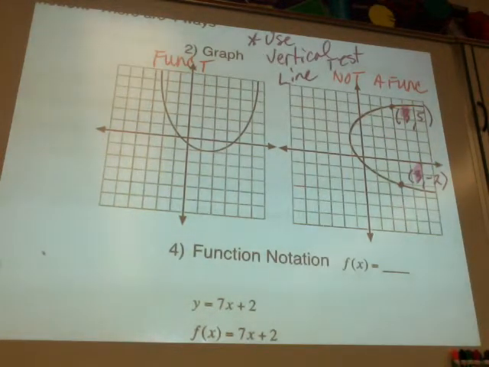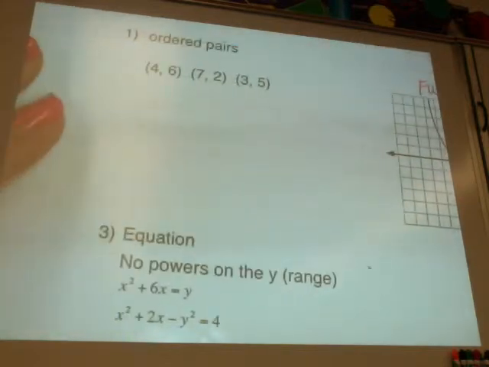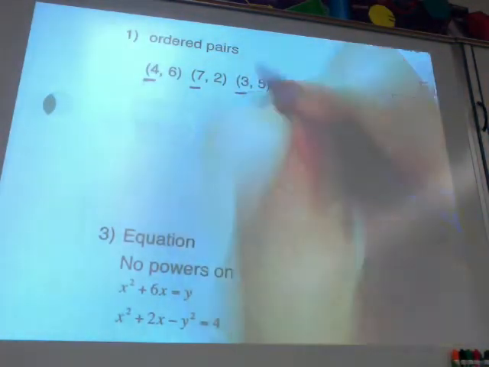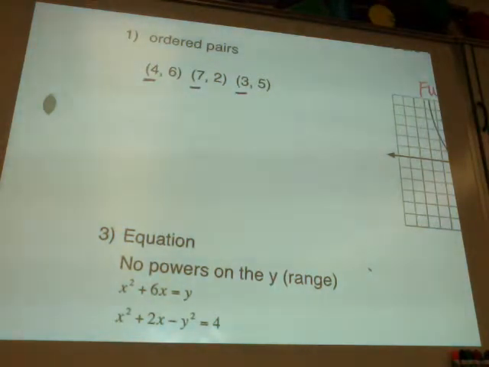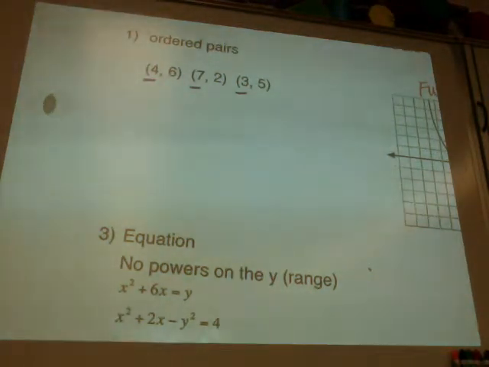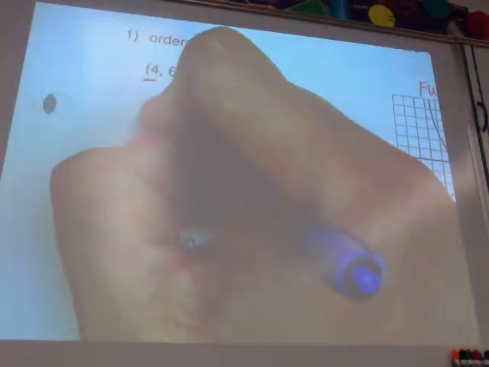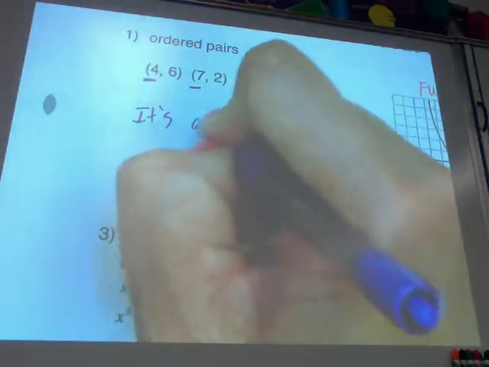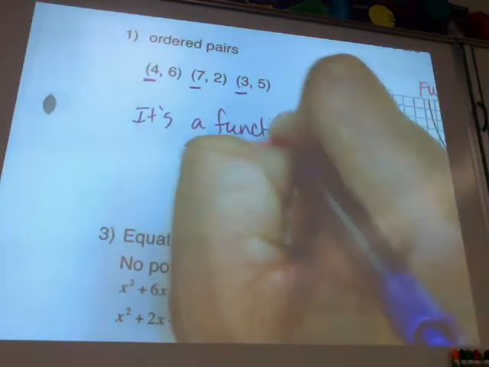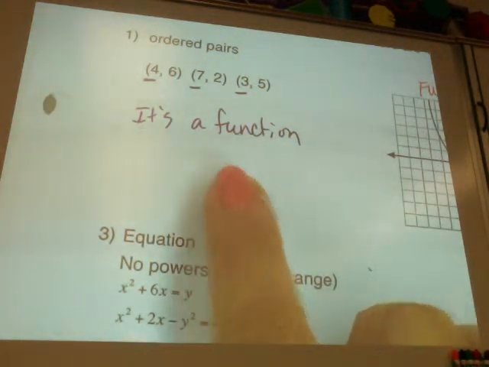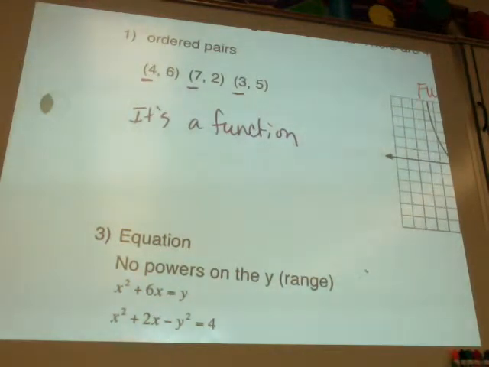So since their x value is in common, when you look at question number 1, let's go back to question 1, we are looking for x values to repeat. If x values repeat, it's not a function. So look at your x. We've got a 4, a 7, and a 3. Do the x values repeat? No. So this is a function. And you might want to add in here, you're looking for x values to repeat if you didn't know that. So add that as an additional note.